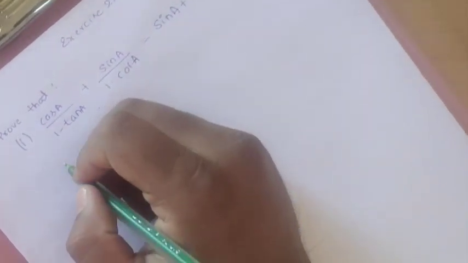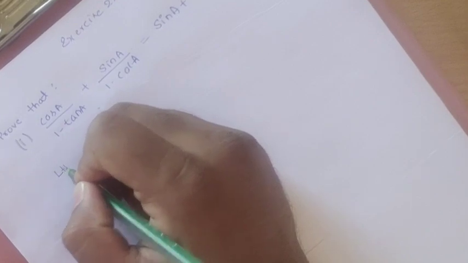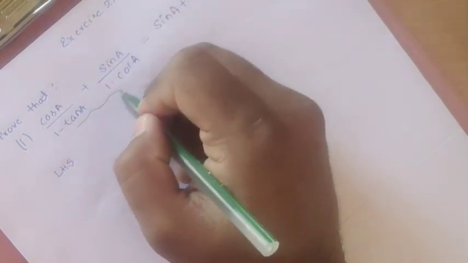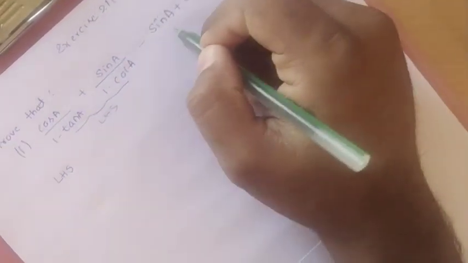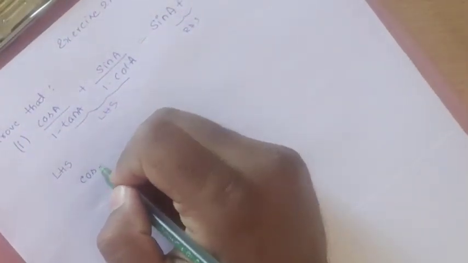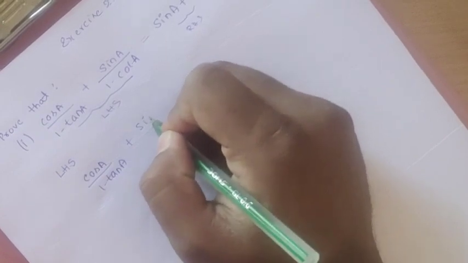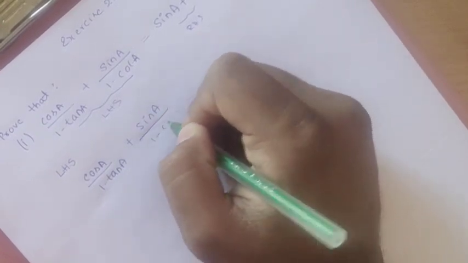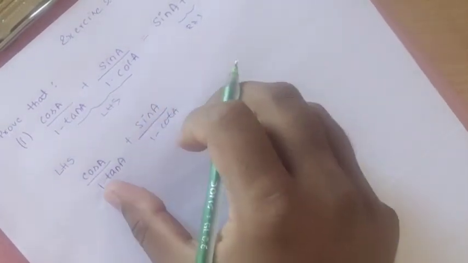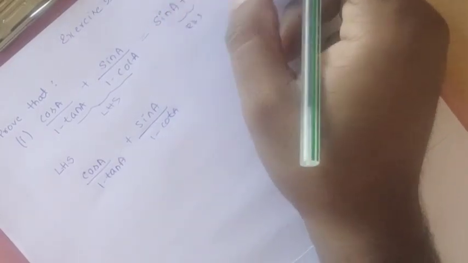So first we will consider LHS. This part is LHS and this is RHS. We need to consider LHS and prove RHS. LHS is cos a divided by 1 minus tan a plus sin a divided by 1 minus cot a. By taking this we need to show that it equals sin a plus cos a. So how to show this?